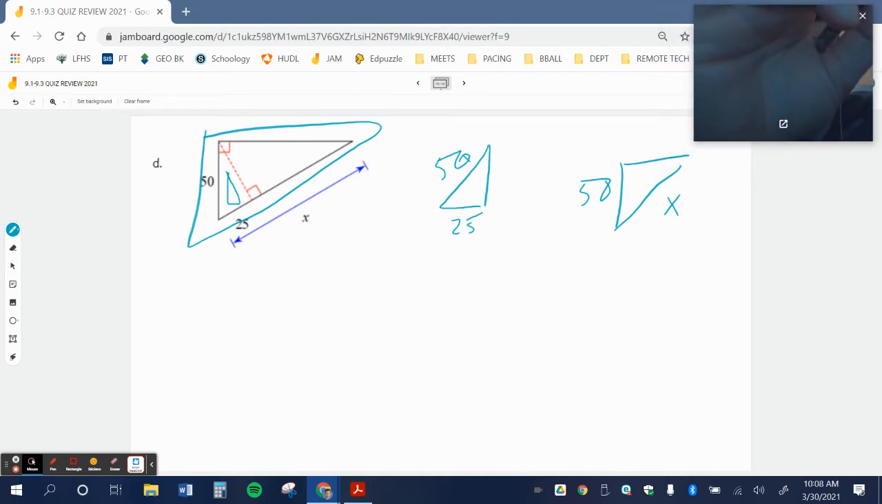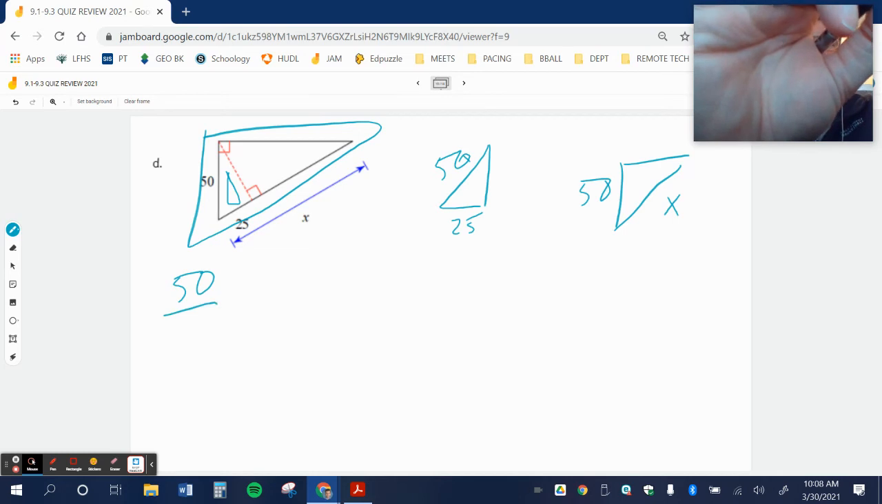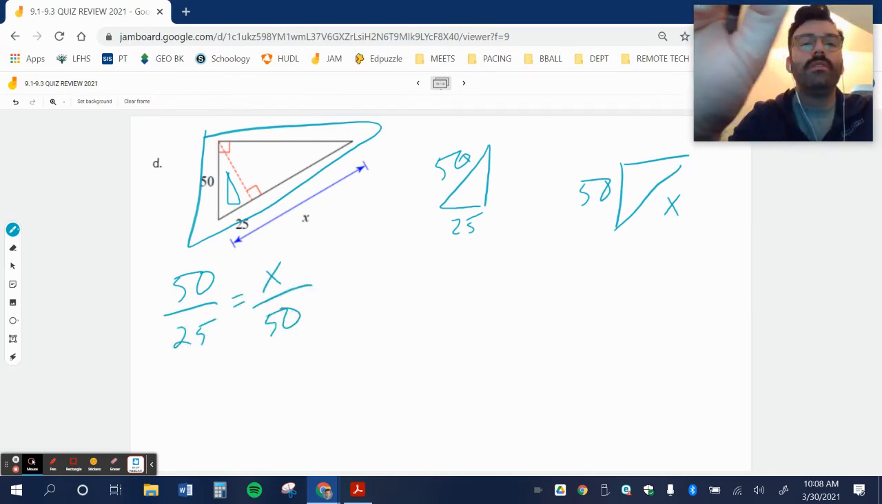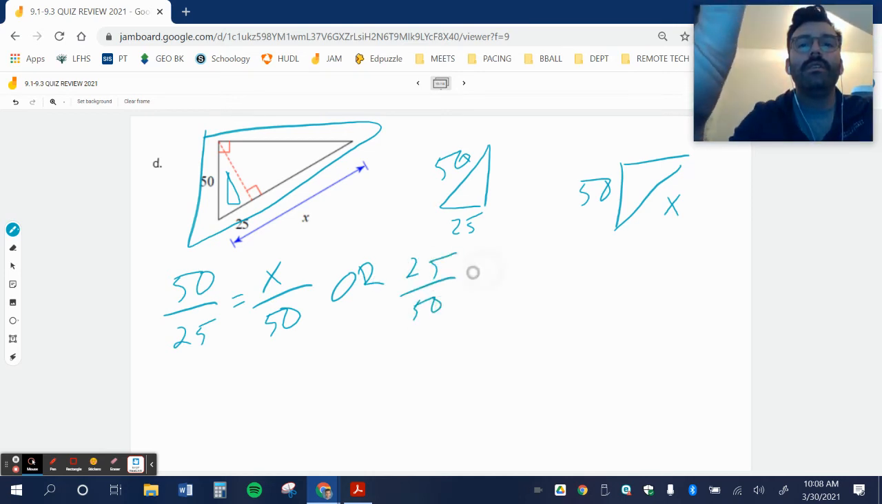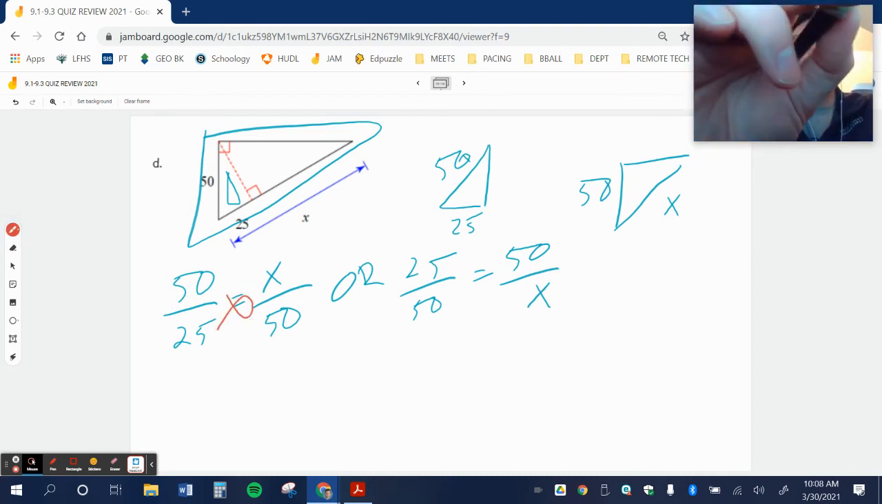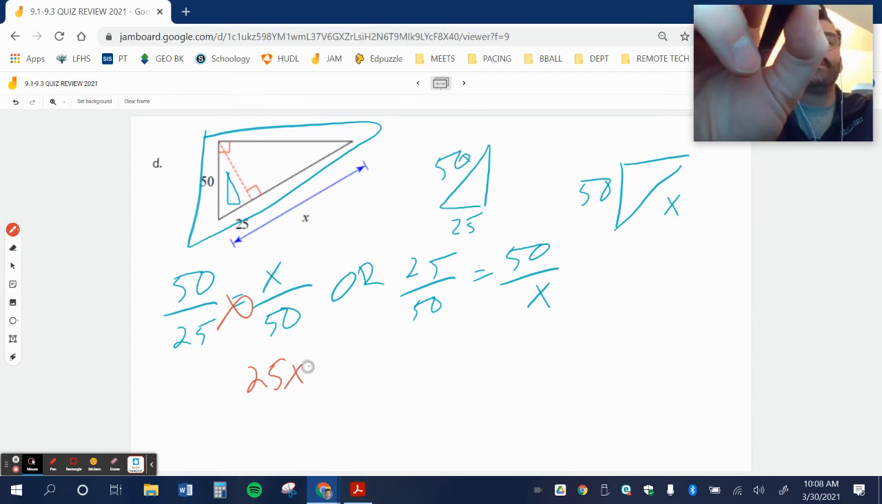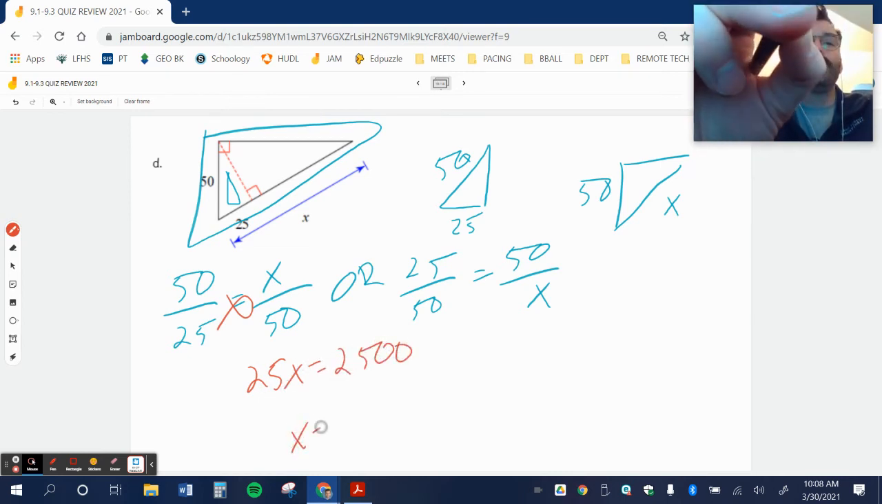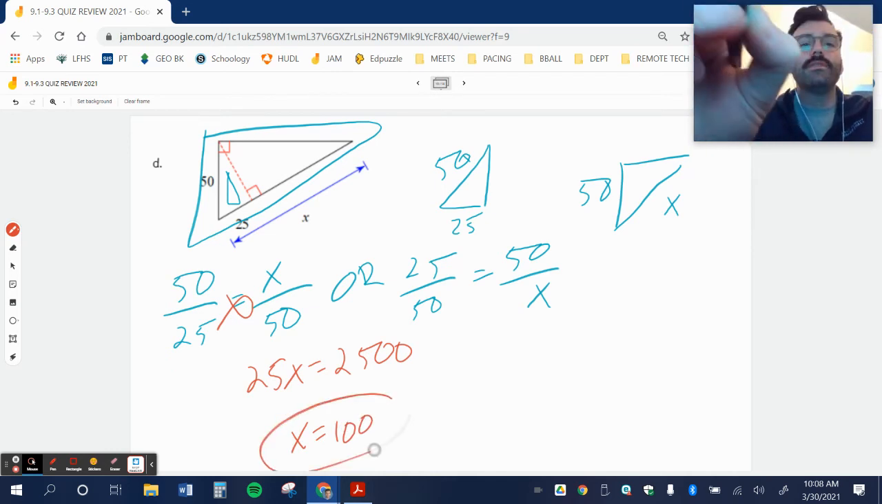So what appears twice? Oh, 50 appears twice. 50 over 25 equals x over 50, or 25 over 50 equals 50 over x. Cross multiply. I'm having so much fun, aren't you? 25x equals 2500. Divide both sides by 25. x is 100.